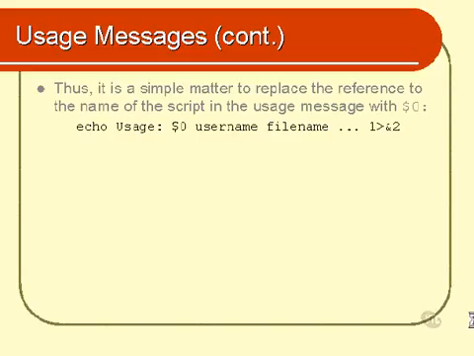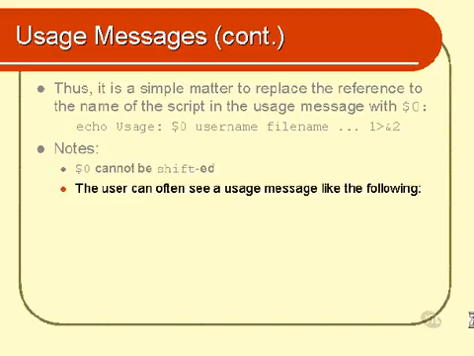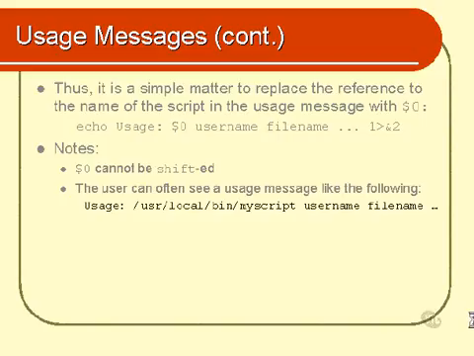So that's very nice. There's just a couple of things to be aware of. $0 cannot be shifted. So you can shift things as much as you like, and the only thing that's going to change is $1 up to $9. $0 is not affected by a shift action. And it's also interesting to keep in mind that the user can often see a usage message. If you use the $0 option just like this, you can end up with usage messages that look like the following. Usage: /user/local/bin/myscript, and then the rest of the usage message. Now that's probably quite accurate. If that happened to be the way they called it, they may have actually typed that in on the command line. But it doesn't make for a very user-friendly usage message.